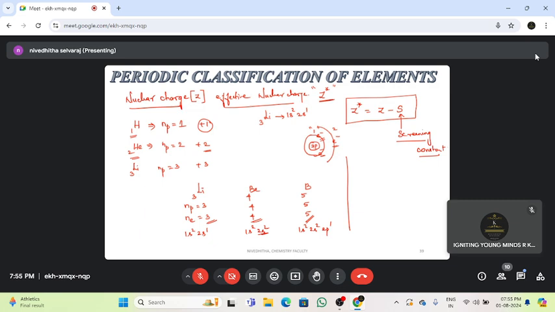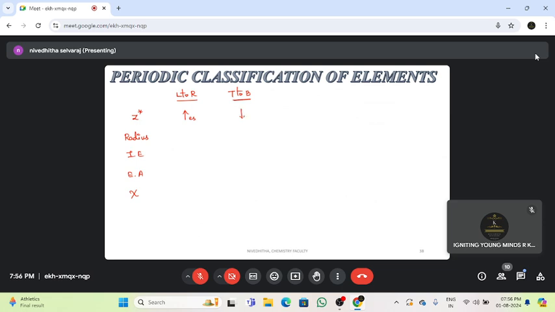Let us take an example of lithium and sodium. The electronic configuration of lithium is 1s2, 2s1, and for sodium, the electronic configuration is 1s2, 2s2, 2p6, and 3s1. So in lithium, the valence shell is the second shell. In sodium, the valence shell is the third shell, right? Here, inner electrons are just 2. In sodium, the inner electrons are 10. As we move down the group, the number of inner electrons is increasing, so shielding is increasing, due to which the last electron will experience lesser nuclear charge. So as we move down the group, effective nuclear charge decreases.